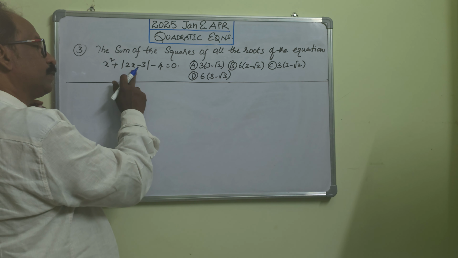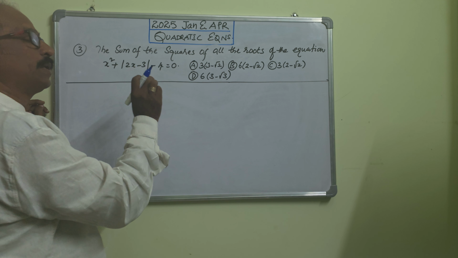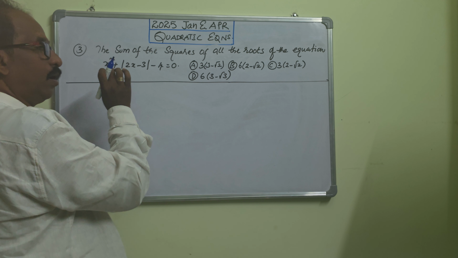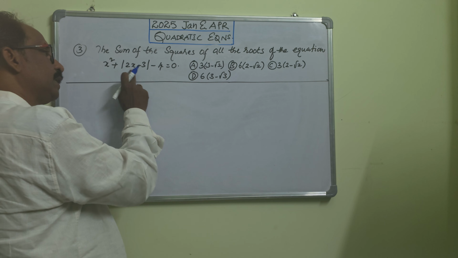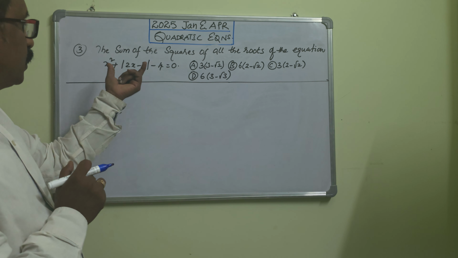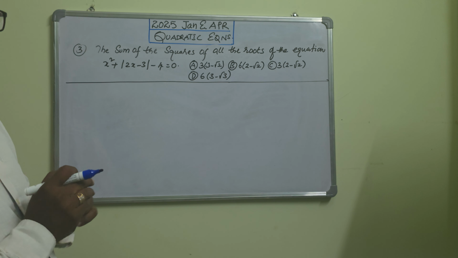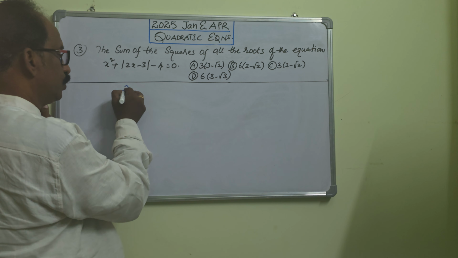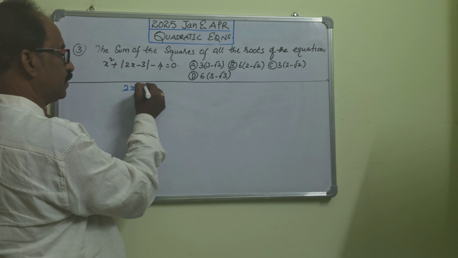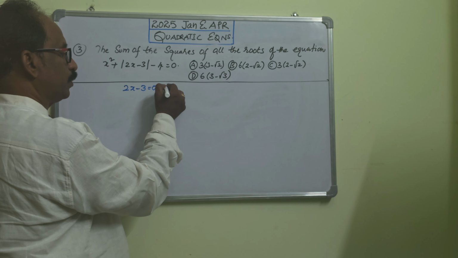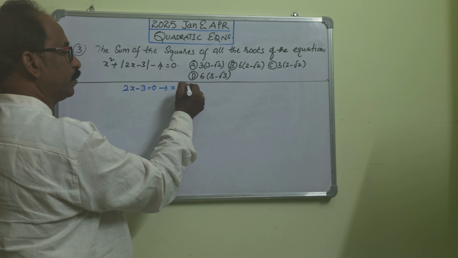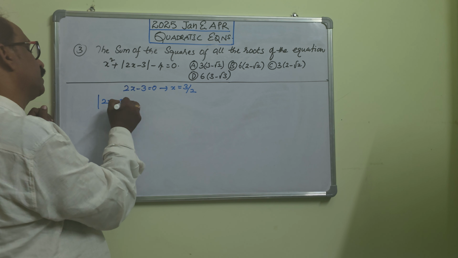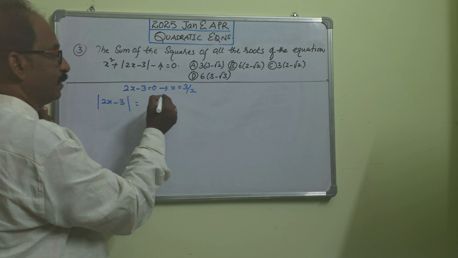x square plus mod 2x minus 3 minus 4 equal to 0. Here, always see the value which is in the modulus. 2x minus 3 is there. So take 2x minus 3 is equal to 0, then you get x is equal to 3 by 2. So then mod 2x minus 3 should be split.